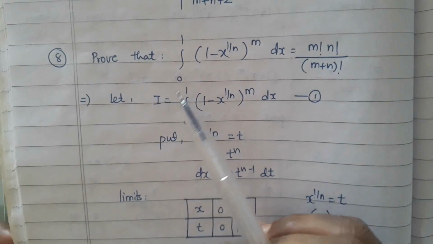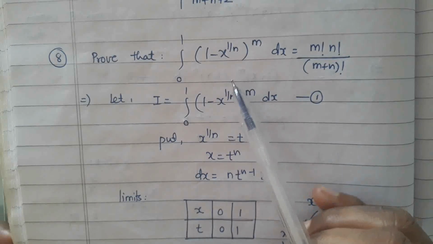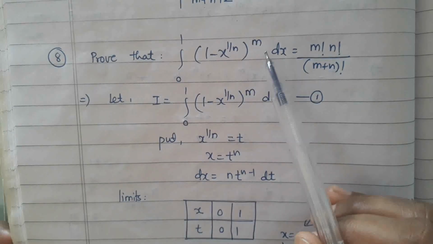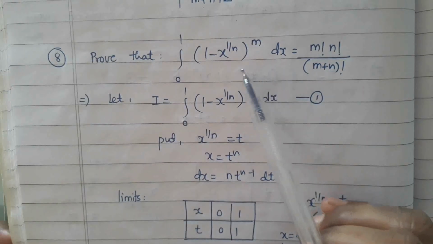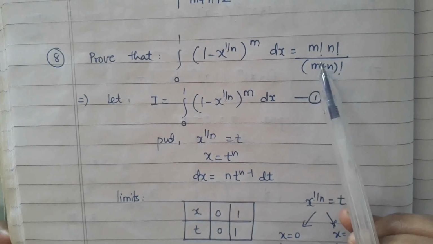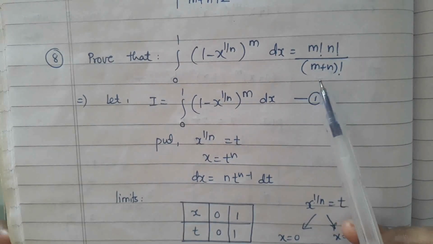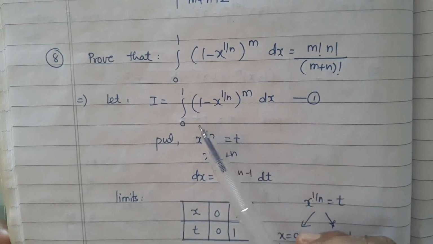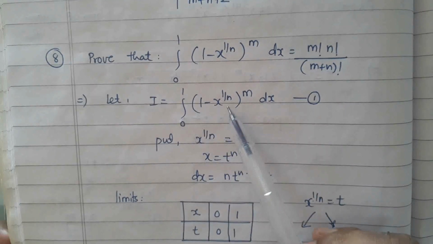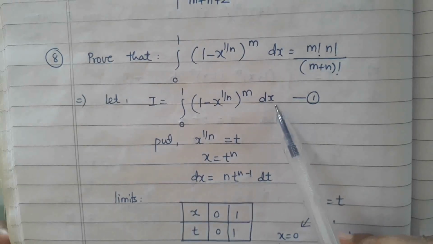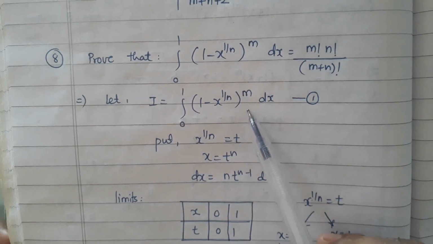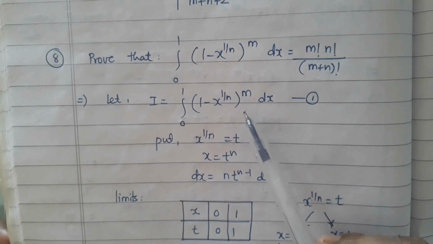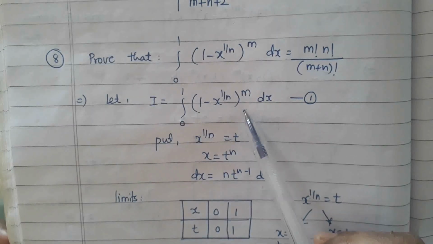Next problem: prove that integral 0 to 1 of (1 minus x raised to 1 by n) raised to m dx, and show that LHS is equal to RHS, m factorial n factorial upon (m plus n) factorial. Write the given integral I is equal to integral 0 to 1 of (1 minus x raised to 1 by n) raised to m dx. To evaluate this integral, again we have to write this integral in the beta definition form.